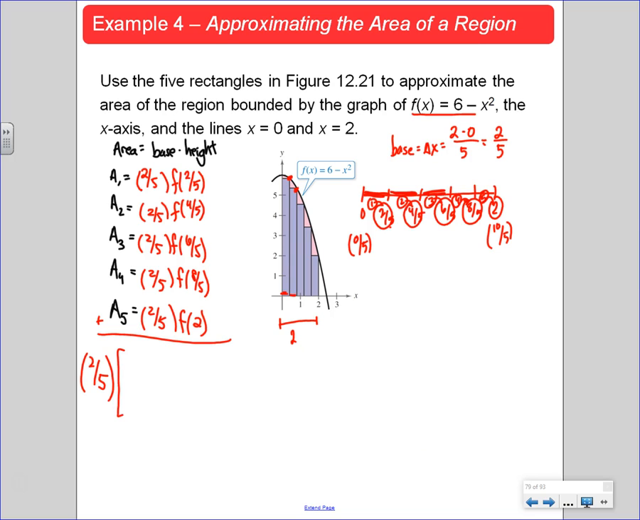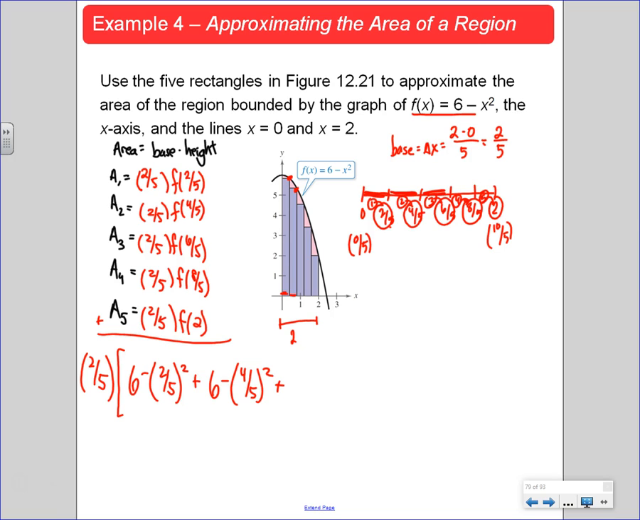Now I need to plug in 2/5, plug in 4/5, plug in 6/5, plug it into where? Can your calculator handle a big old string of stuff that's put in? Yeah! So let's write it all out: 6 minus who squared? 2/5 squared. Plus 6 minus who squared? 4/5 squared. Plus, you see what I'm doing? I'm plugging into my function for each of these. I factored out all the 2/5, now I just have to add all these together.